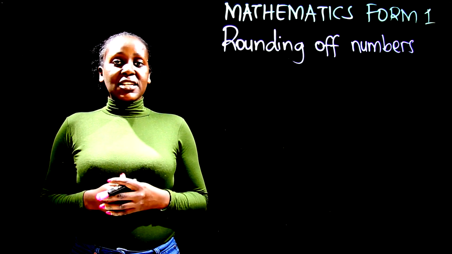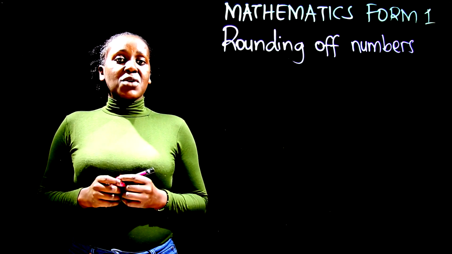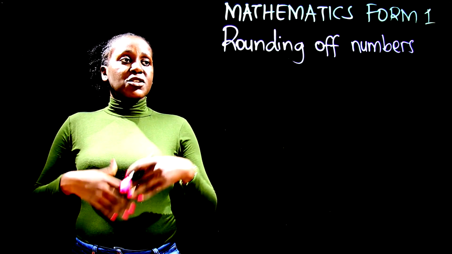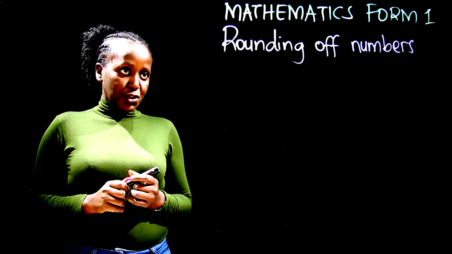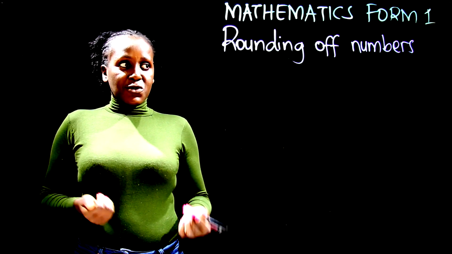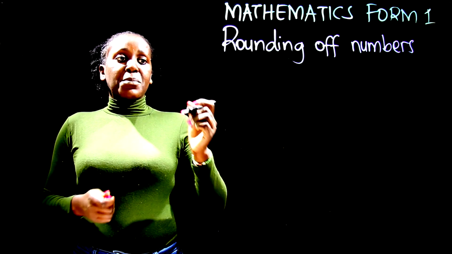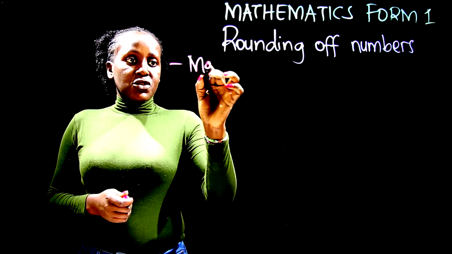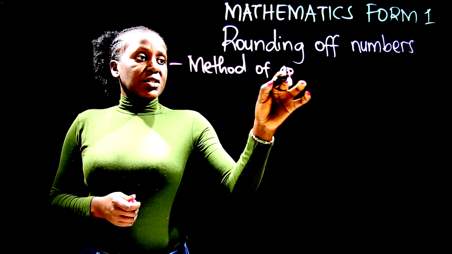Now in the previous lessons we have learned a lot about numbers. Ensure that you have understood everything so that even the future lessons become easier for you. Now what is to round off? Rounding off is just a method of approximation, okay?